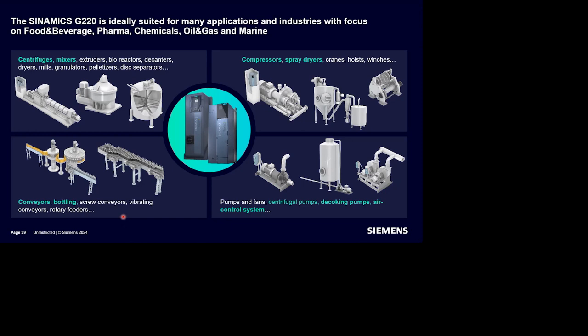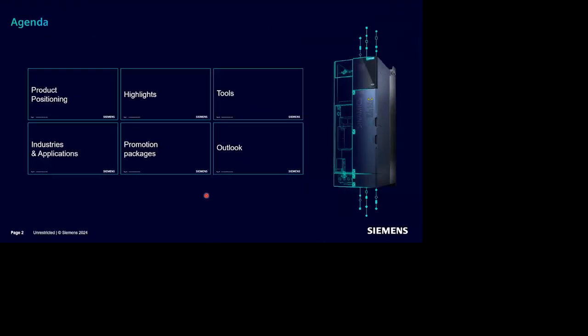In the food and beverage, there are many lines, in the automotive, rotary feeders as well, and last but not least, pumps, fans, and all kinds of air control systems for the IP20 and for the IP55 in case of decentralized applications like the one that you see here. So inside the cabinet or just next to the application.